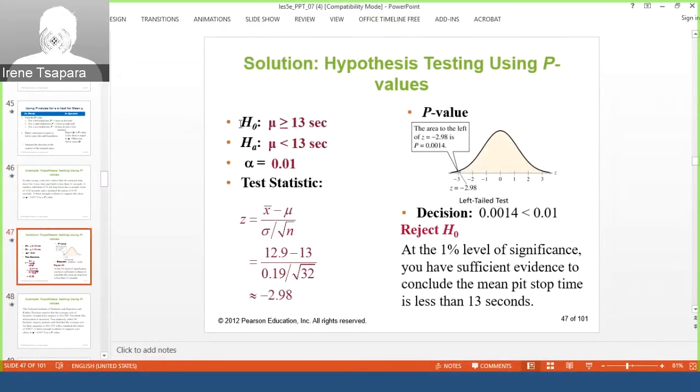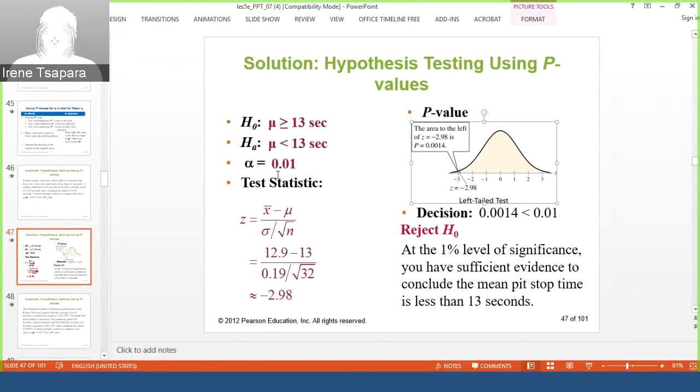What we have until now is the null hypothesis, mean greater or equal to 13 seconds. Alternative hypothesis, mean less than 13 seconds. My significance, alpha, 0.01. Left tail test, because I have a less than here. This means that my rejection region will be at the left side, at the left tail of my bell curve.